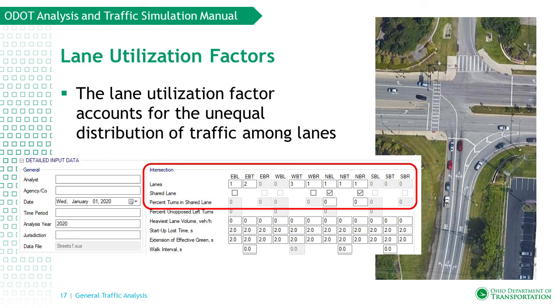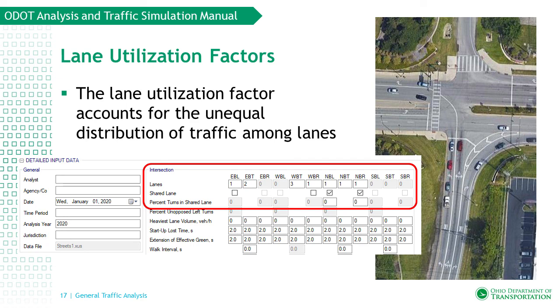The lane utilization adjustment factor accounts for the unequal distribution of traffic among the lanes in those movement groups with more than one exclusive lane. Lane utilization factors apply at locations with dual turn lanes or where a through lane drops a short distance downstream of an intersection. Another case would be an exclusive turn lane plus a shared through and turn lane.